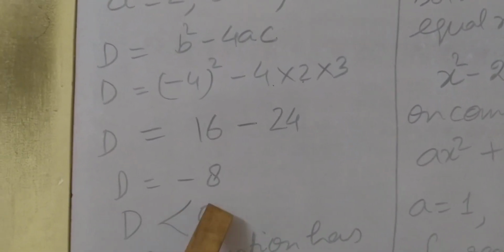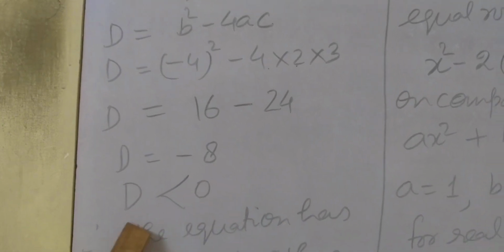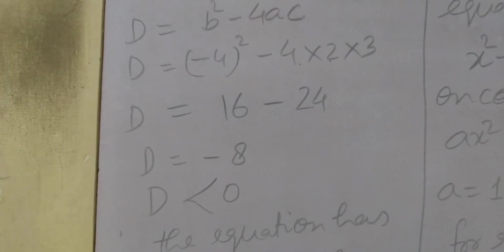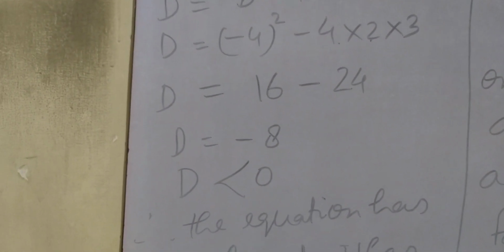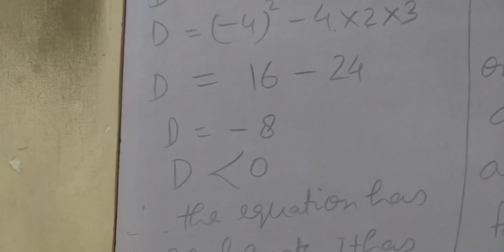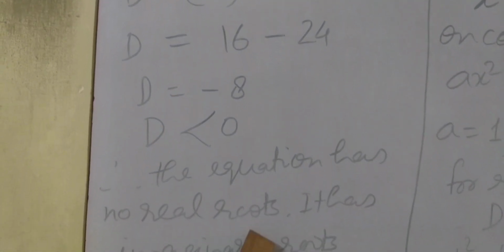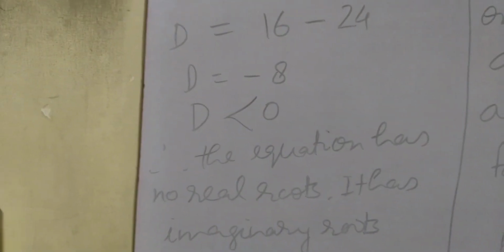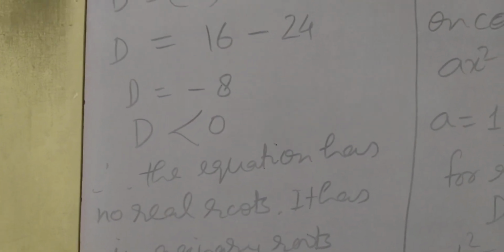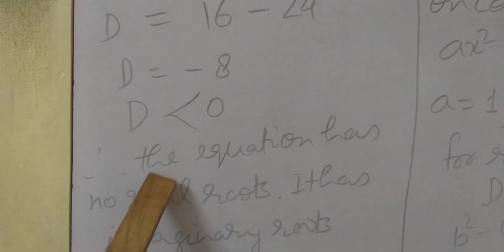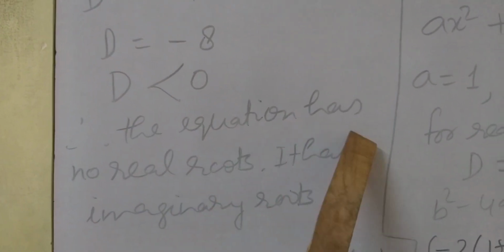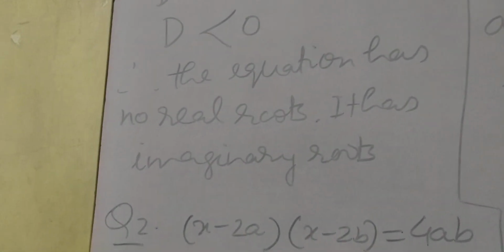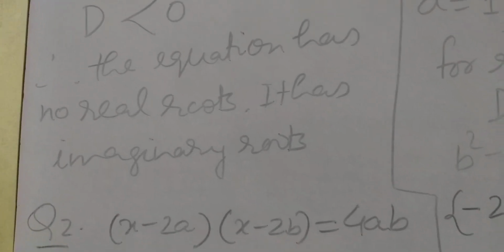Students, D is negative. Then we can say D is less than 0, because all negative numbers are less than 0. Therefore, the equation has no real roots. Yesterday I told you 3 or 4 rules about D. So if D is less than 0, then the equation has no real roots. It has imaginary roots. Correct, students?